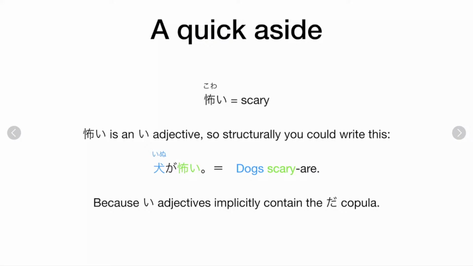Really quickly, I'm going to talk about e-adjectives and how they work structurally. Because the e contains da within it, kowai, which means scary, right? You can say inu ga kowai is dogs scary are, right? Because the da is in there. But I'm not going to do that because to me, are is a verb. And so I'm just going to say dogs scary.